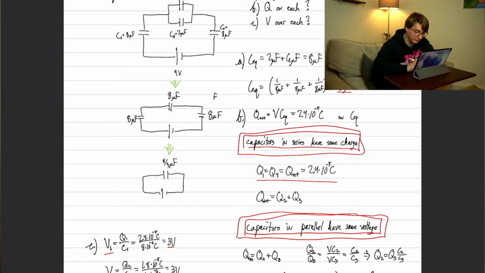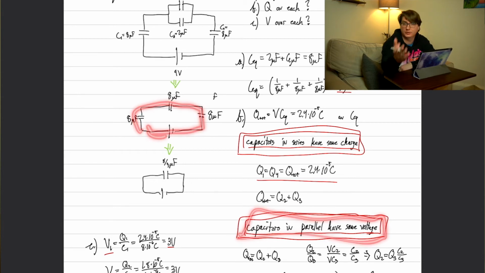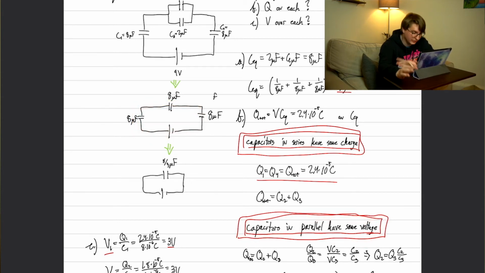the same voltage. This one comes from Kirchhoff's loop law. If I go in a loop, all the voltages have to add to 0. So that's going to tell us things in parallel have the same voltage.